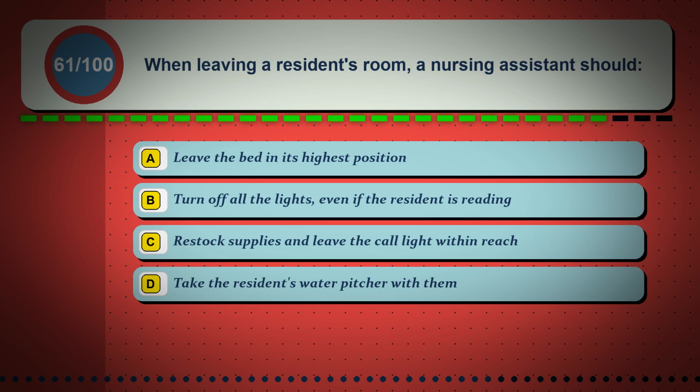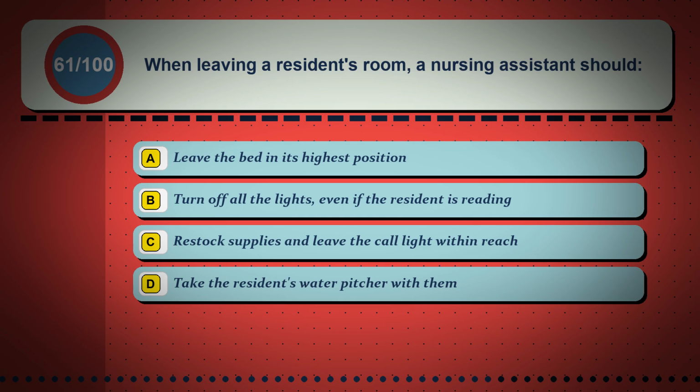Question 61. When leaving a resident's room, a nursing assistant should Option A. Leave the bed in its highest position. Option B. Turn off all the lights, even if the resident is reading. Option C. Restock supplies and leave the call light within reach. Option D. Take the resident's water pitcher with them.